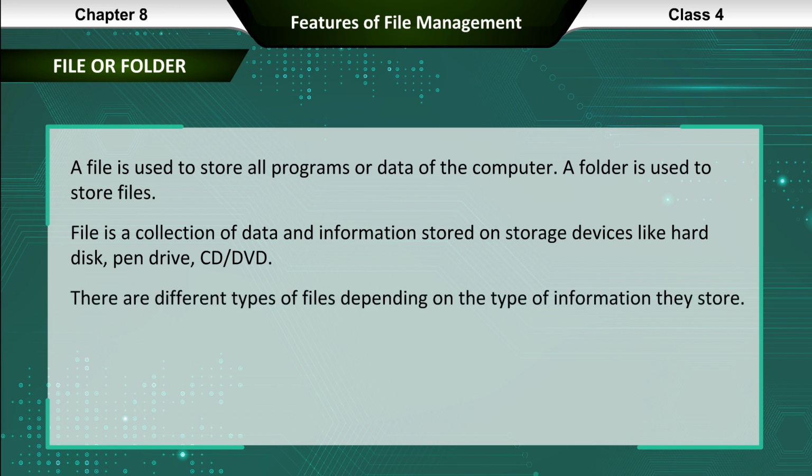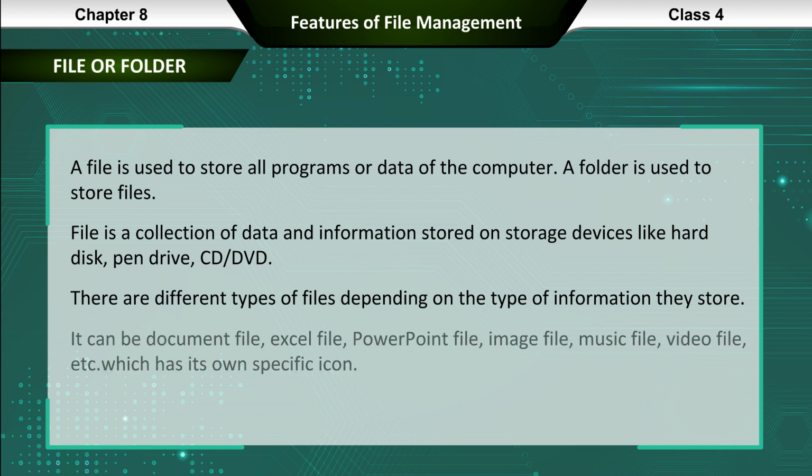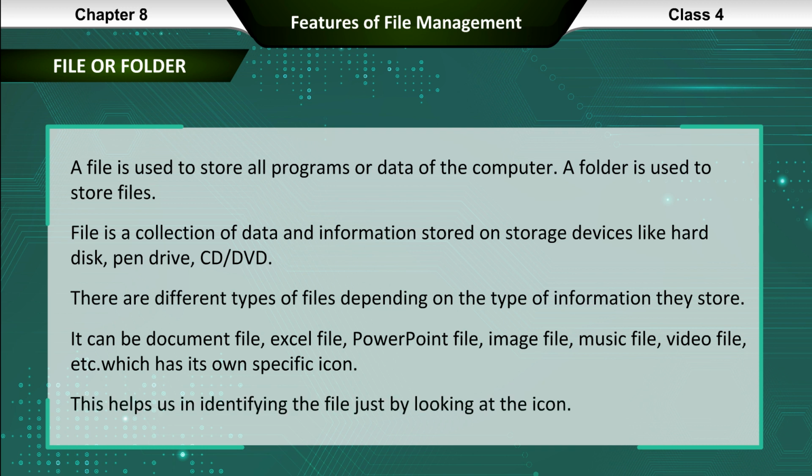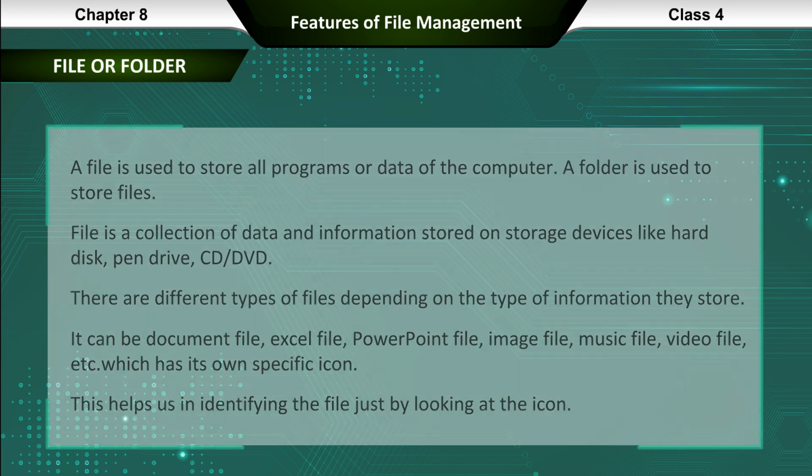There are different types of files depending on the type of information they store. It can be a document file, Excel file, PowerPoint file, image file, music file, video file, etc., which has its own specific icon. This helps us in identifying the file just by looking at the icon.